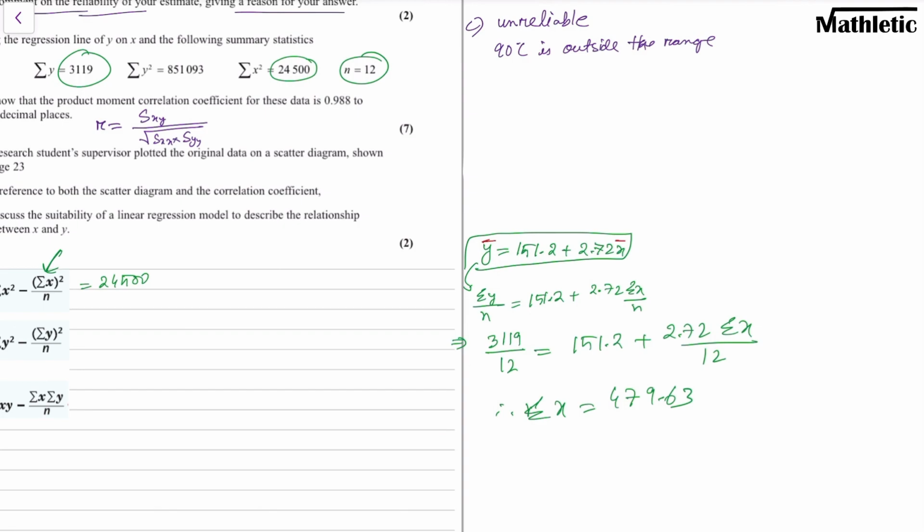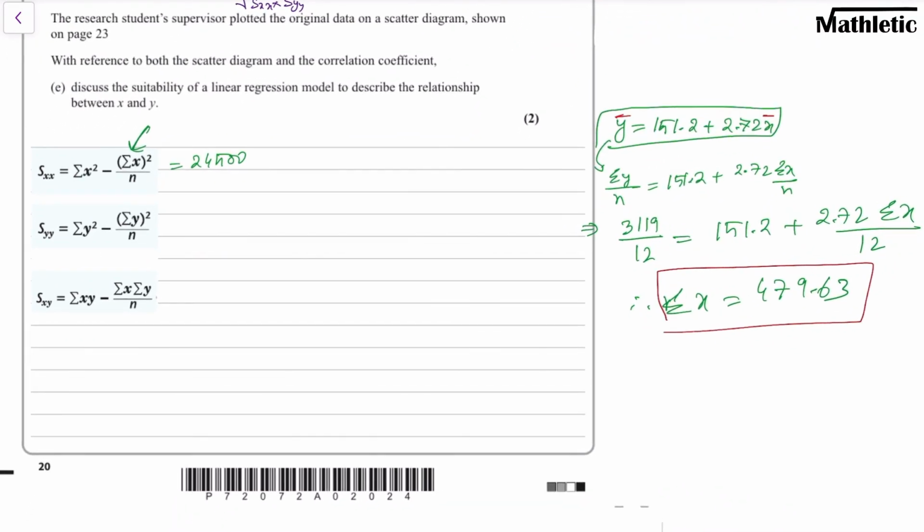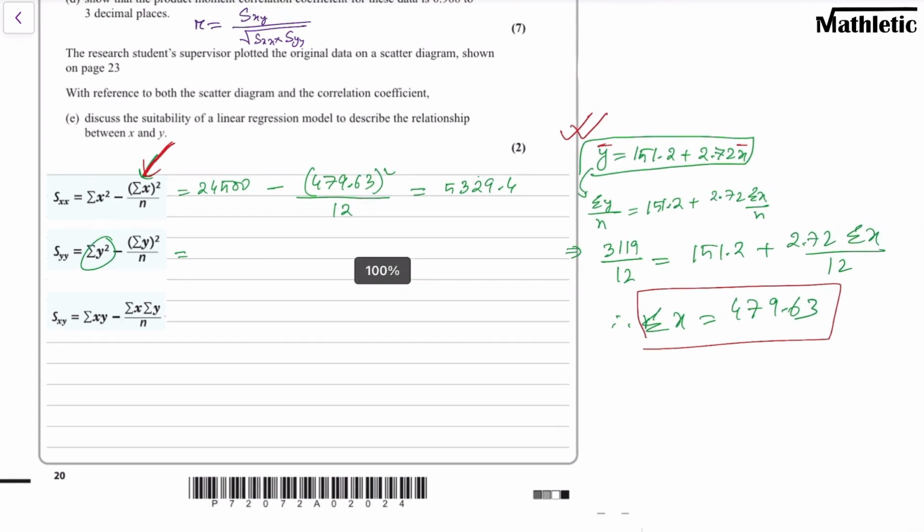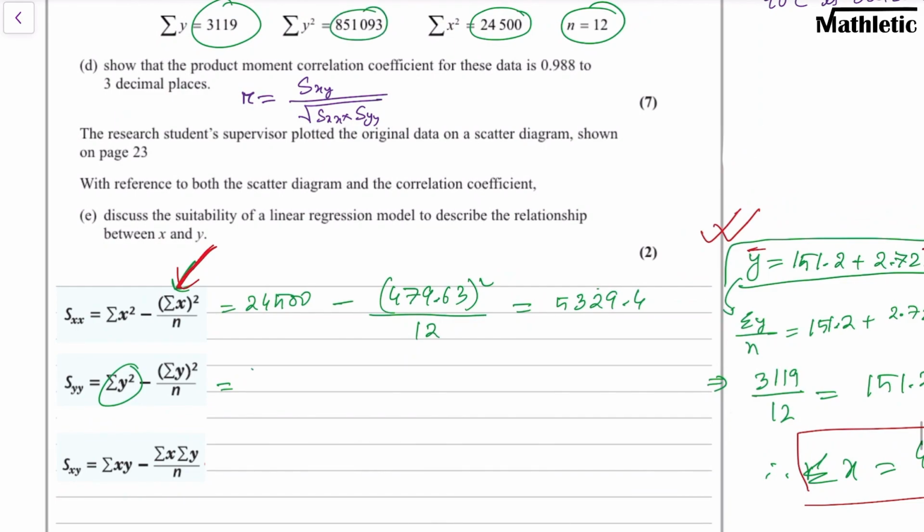So we will just substitute the value of sum of x in this formula now. So this is the extra working we had to do so that we can get the value of sum of x. So minus 479.63 whole square divided by 12. 5329.4. For sum of yy, sum of y square is given 851093 minus sum of y, 3119 square by 12. So this will give us 4041.92.